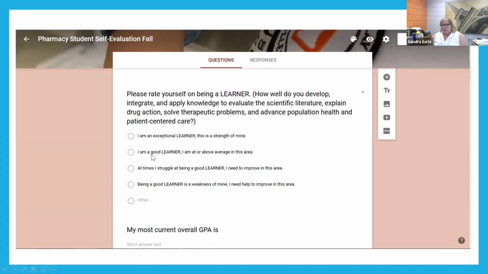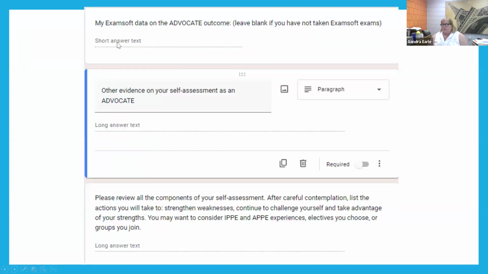This is a strength. I'm a good learner. I'm at or above average. At times I struggle being a good learner. I need to improve in this area, or being a good learner is a weakness of mine. I need help to improve. So it's basically a Likert scale of how you are doing in that area. And then after that, you'll be asked for why you rated yourself that way.